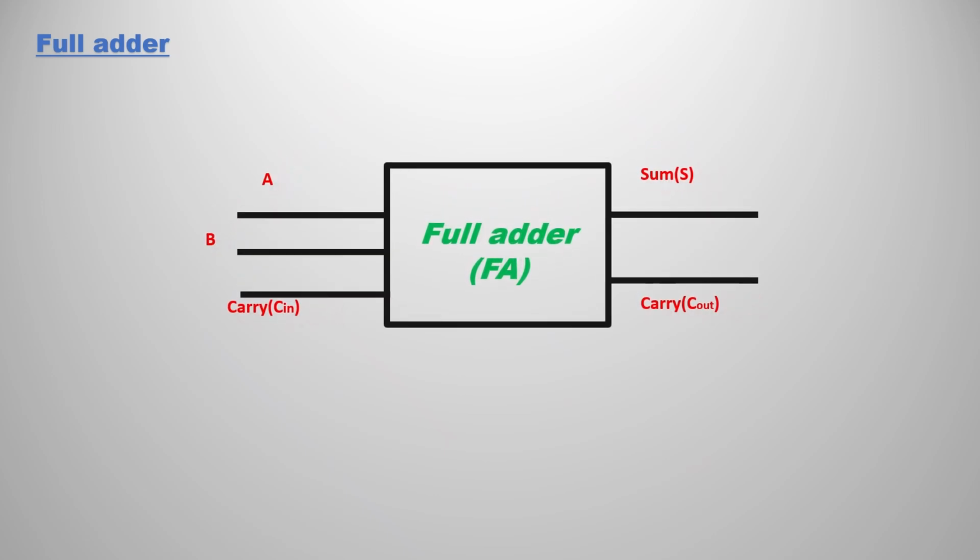As I mentioned, this is the block diagram of the full adder. In this we see two inputs, mainly A and B, and one carry, that is C in, the previous carry. We are getting two outputs, that is sum and carry out. So we can observe three inputs and two outputs.